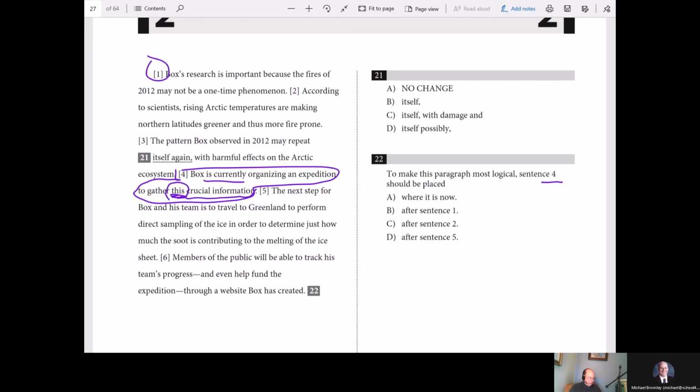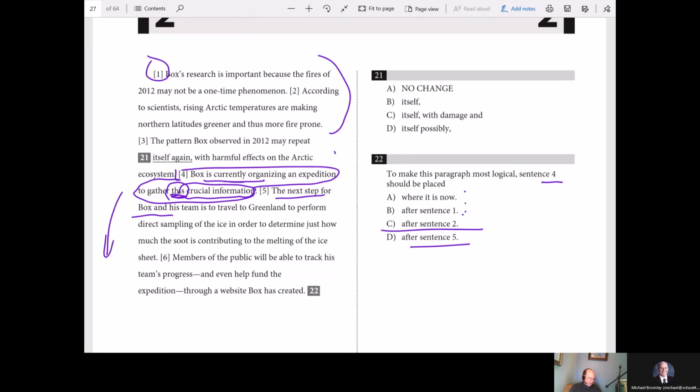So we must have stated before here certain crucial information. Now, he's currently, I'm going to assume that currently is going to happen later in the paragraph. So after sentence, it's probably not 1 or 2, because chronology would make sense as we go through here. So his research is important for a reason. According to scientists, these two are connected. And then the pattern you observe in 20 may repeat itself, and he's currently might go here, but look at 5.